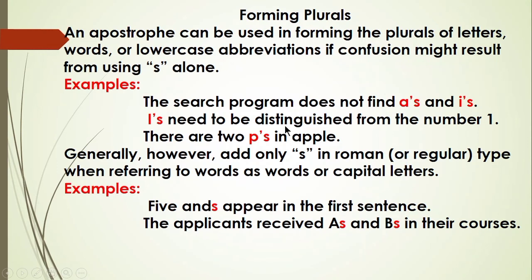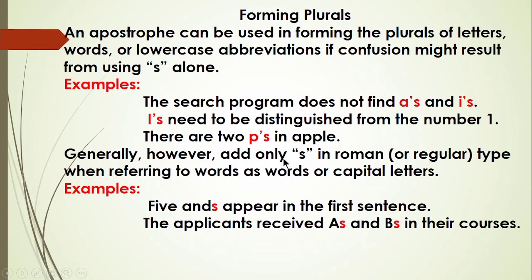I's need to be distinguished from the number 1. It means different I's. So again we put an apostrophe here. There are 2 P's in apple. So P's means, when we put an apostrophe here, plural of P.